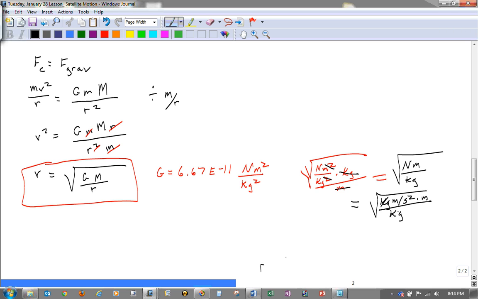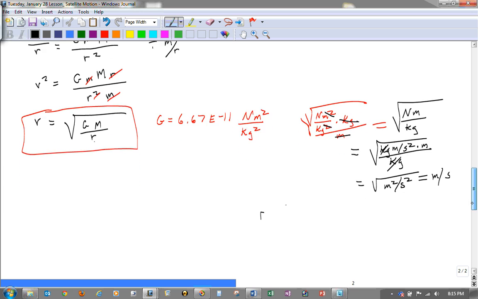The kilograms cancel out, and I'm left with the square root of meter squared per second squared, and that of course is meters per second, which is the proper units for speed. So this is the formula for speed. Remember, the capital M is the mass of the central object. The r here is the orbital radius, and so the speed of any satellite in orbit around a given mass is going to follow that same formula.